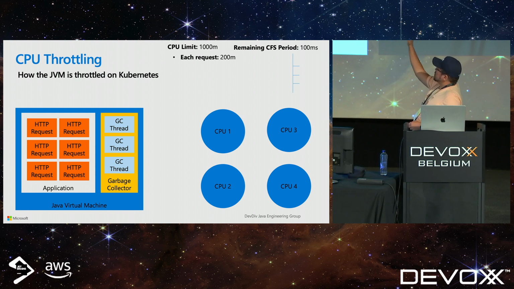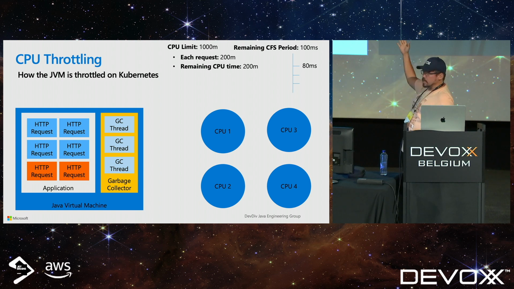Those HTTP requests did consume 200 millicores, which means this application only has 200 millicores left. Because 4 threads times 200 millicores is 800 millicores. The limit is 1,000. And now this application only has 200 millicores left, but still 80 milliseconds until the next CPU cycle. But this is a JVM application.